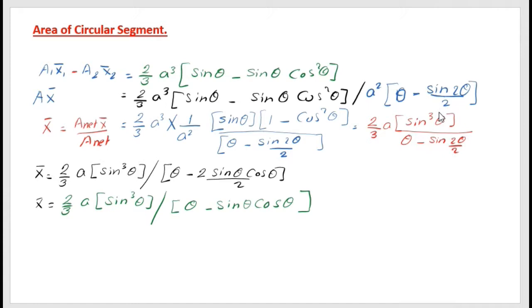In the textbook or the manual, he just changes the expression of sine 2 theta into 2 sine theta cosine theta, in order to cancel the 2 and 2, and then he gets the expression of x bar equal to 2/3 A sine cubed of theta divided by bracket containing theta minus sine theta cosine theta.